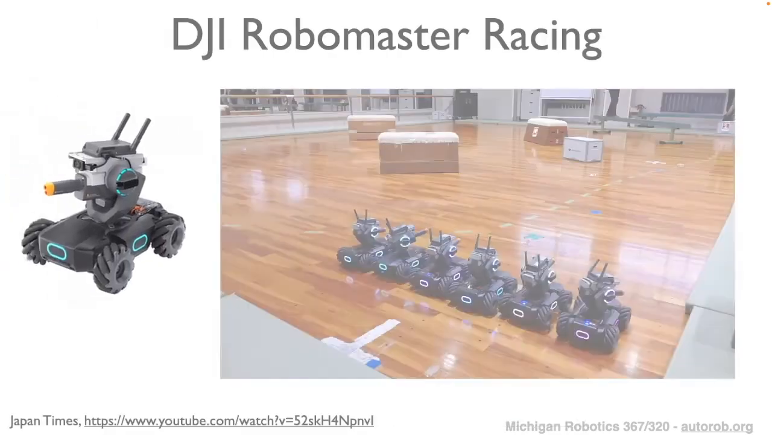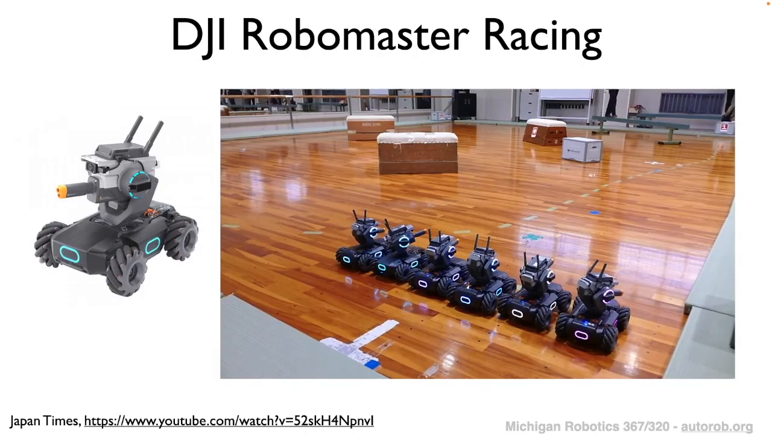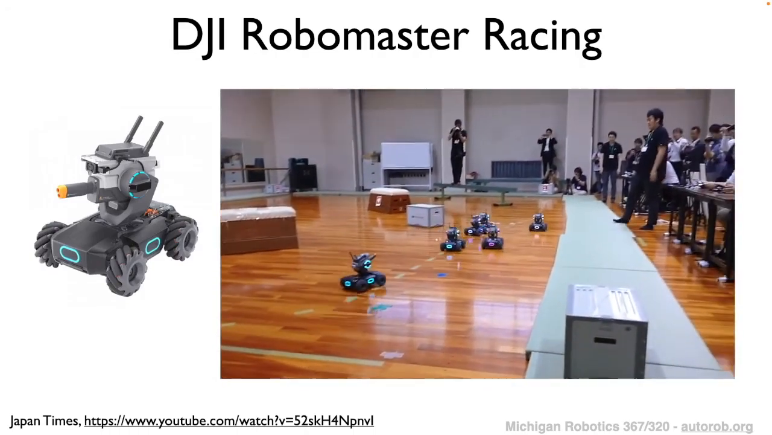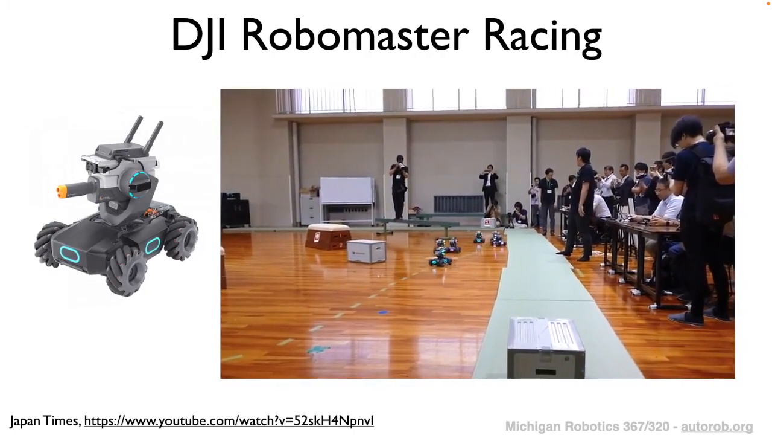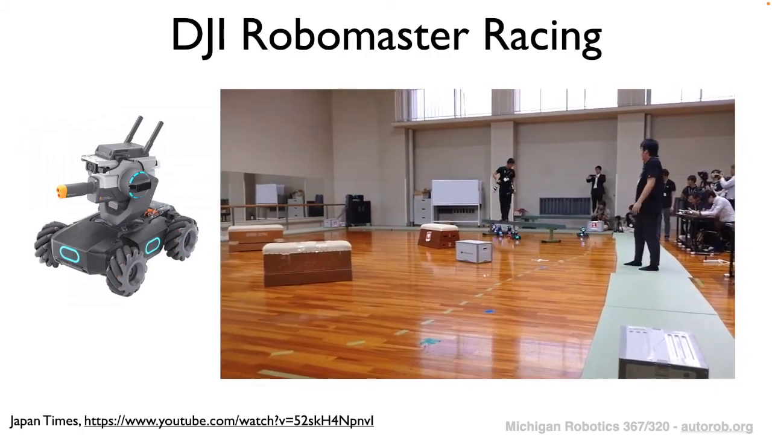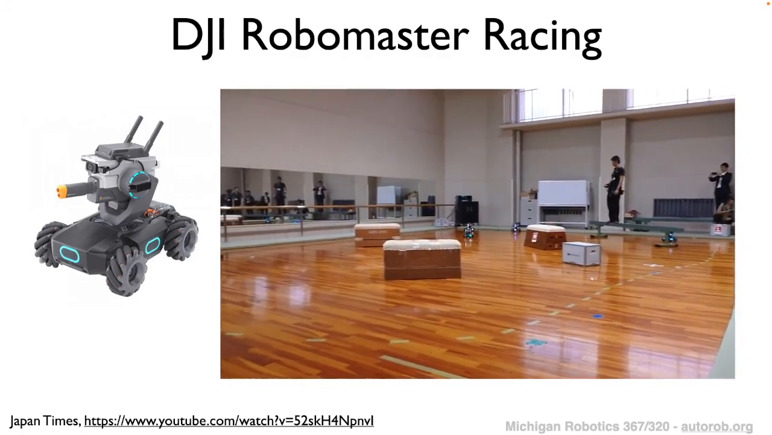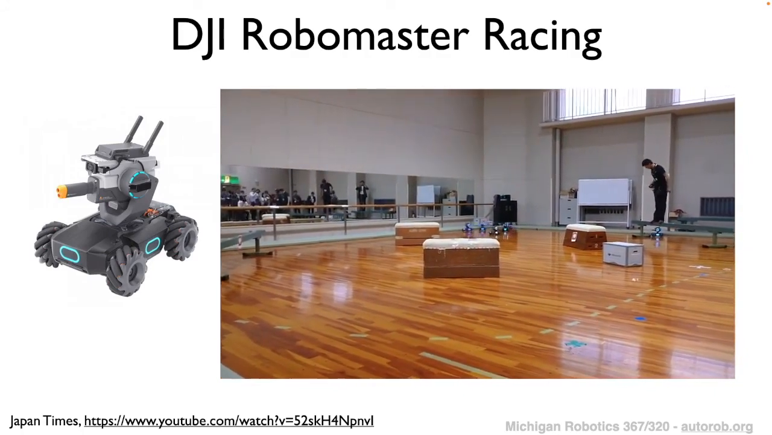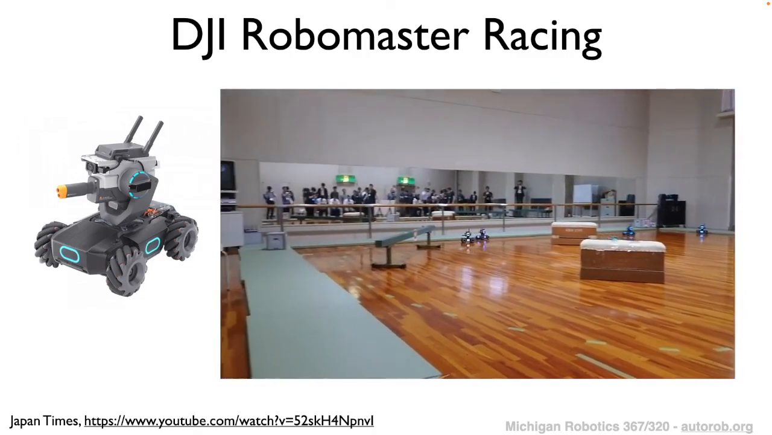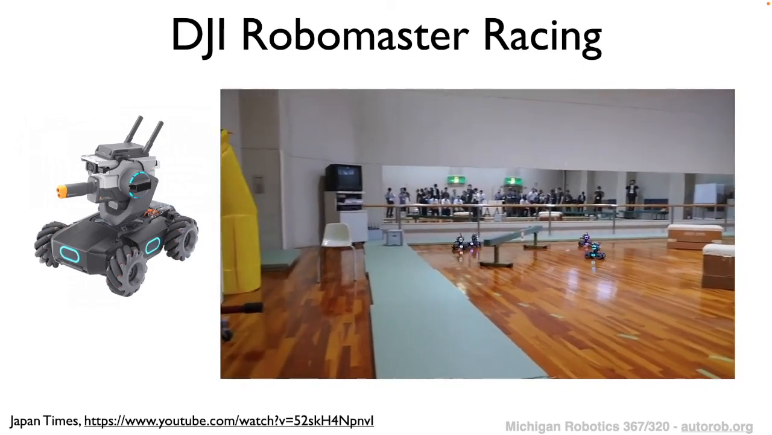Another example that's kind of fun is the DJI RoboMaster robot. And so this particular example here is from a race of these robots that's really kind of cool. Like I said, to me at least, there's an element of magic in seeing these omnidirectional wheels work, because they're just so fluid and natural.